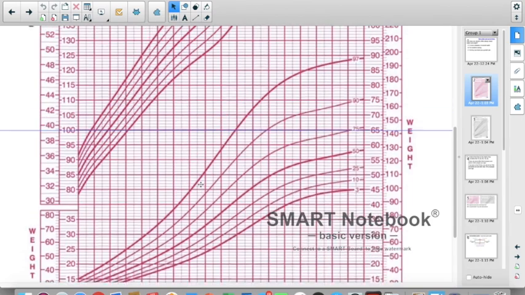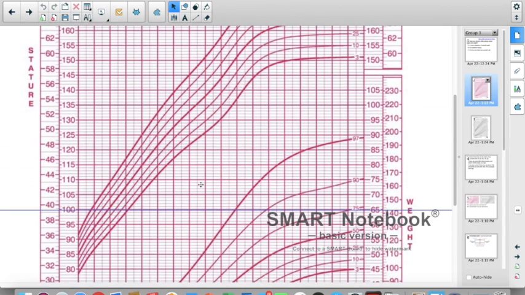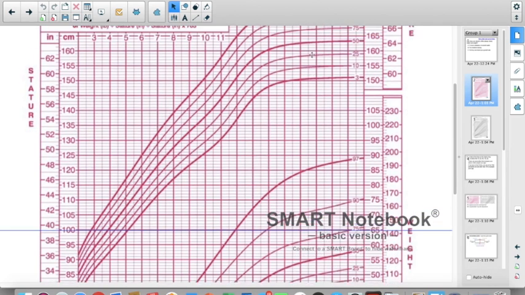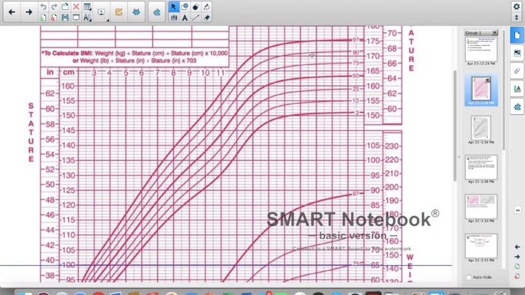So that's the bottom piece. And then the top piece is your height. These lines represent your height. As we get older, we definitely get taller as well. But then it's a matter of, why are there so many different lines? Why do we care about this?